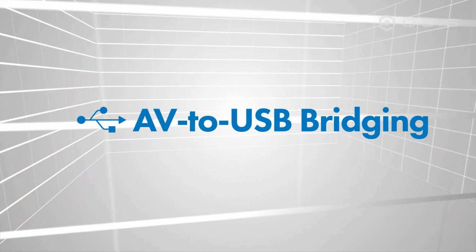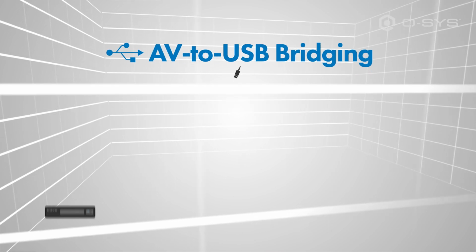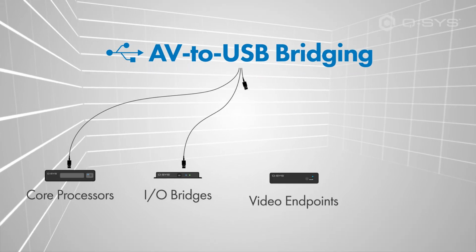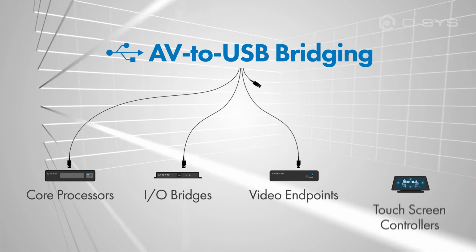Any number of Q-SYS devices can provide USB bridging functionality, including your Q-SYS core processor, dedicated I/O bridge device, network video endpoint device, and even certain models of touchscreen devices. You got a lot of options here, folks, all right? Just use the one that is closest to your compute.